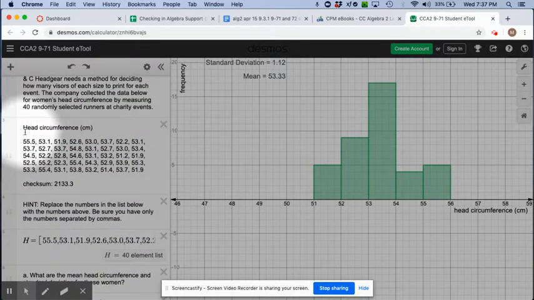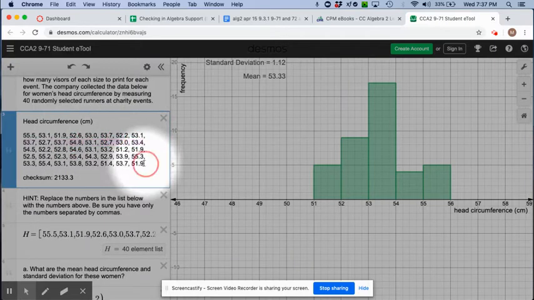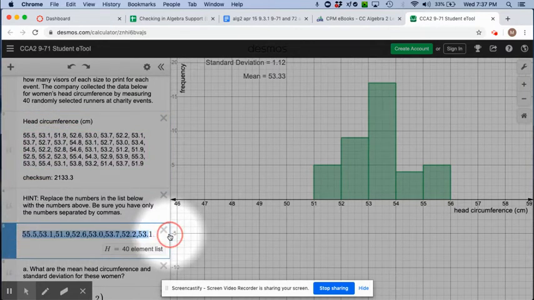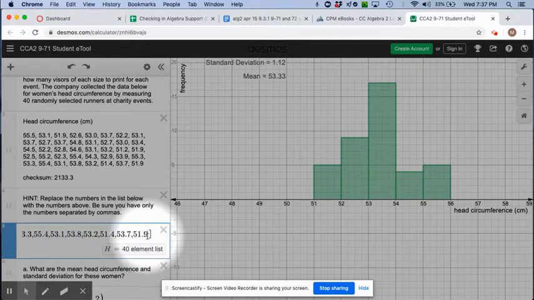Here we have our data. It listed it out for us. This eTool is amazing. And as a hint, it wants us to replace all of this. So we're going to take that, and here yours should probably say 1, 2, 3. But you're going to highlight all of it and paste it in. So there should be 40, it should say H equals 40 element list. That way you make sure that you have all of the pieces of data.